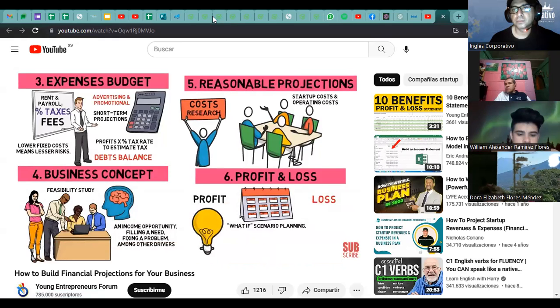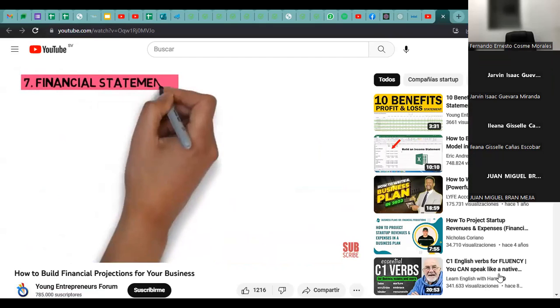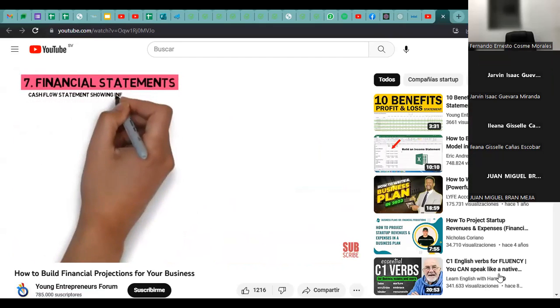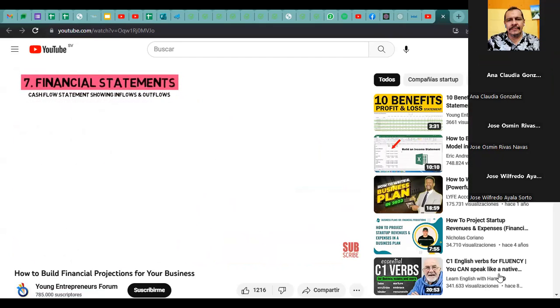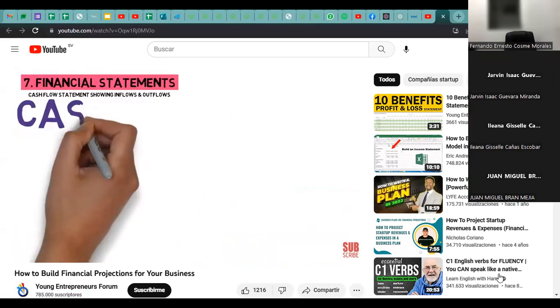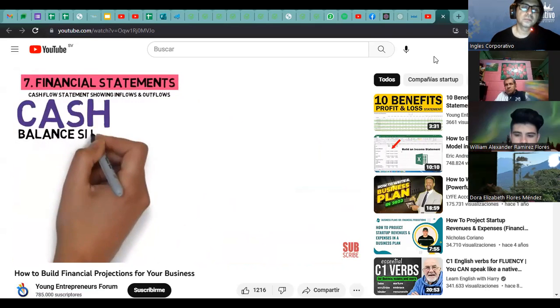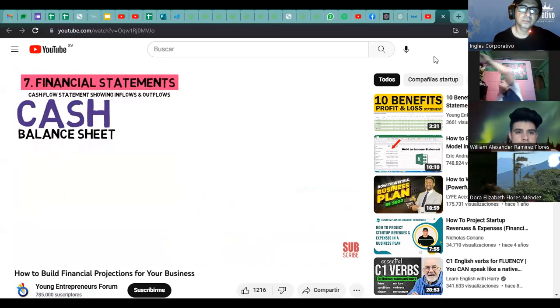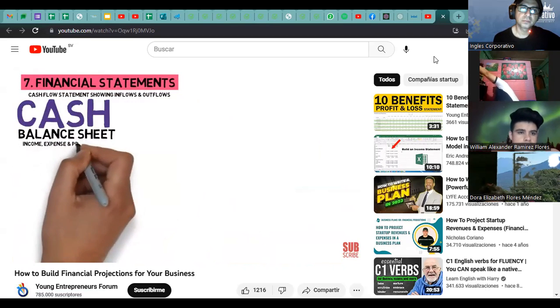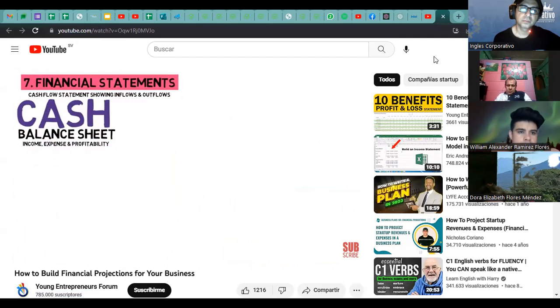Number 7. Financial statements. Prepare a cash flow statement showing inflows and outflows of cash from month to month during the first year. Prepare a balance sheet reflecting the assets and liabilities of the project. Prepare an income statement showing the income, expense, and profitability of the project.